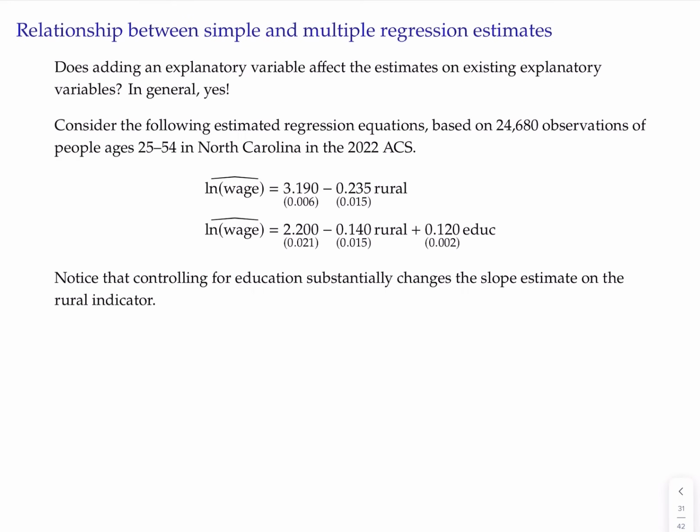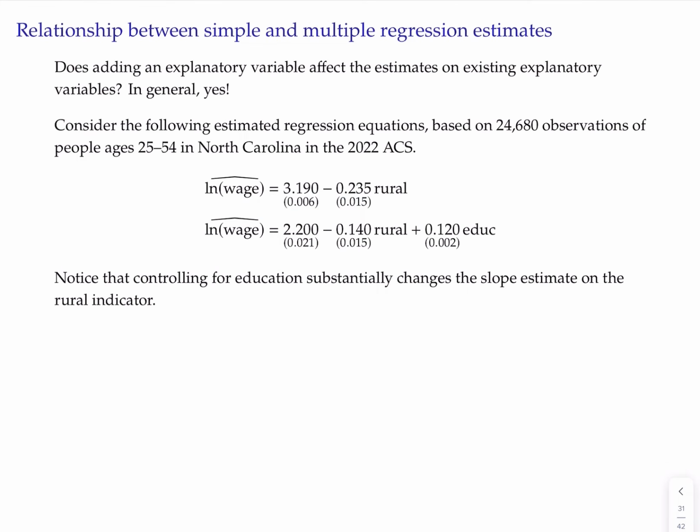In this video, we'll look at what happens to a regression slope estimate when we add another explanatory variable to our regression. So we've done some examples already looking at rural-urban wage differences. What I've done here is the first regression on this slide is a regression of log hourly wages on a rural indicator. This is using a sample of about 25,000 people in North Carolina observed in 2022. So the way to interpret this is people in rural areas earn 20-something% less per hour compared to people in urban areas. That's just in the simple regression.